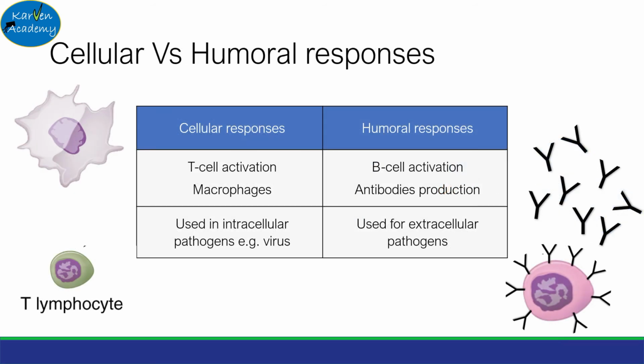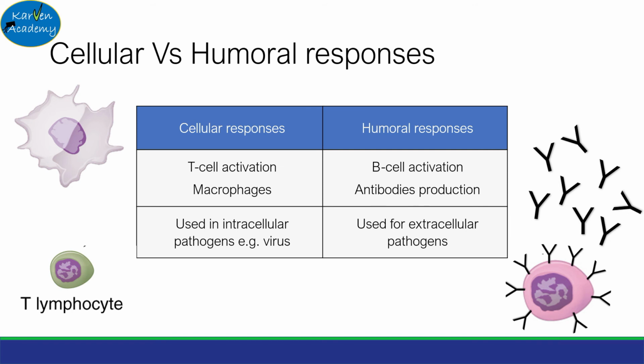Now let's look at the details of the two mechanisms of how the adaptive immune response works. Remember, these are not types, these are the mechanisms, the way they work. The cellular response involves T cell activation mediated by the presentation of the antigen of the pathogen by macrophages. However, in a humoral response, there is B cell activation and antibody production. And the reason we need these different types of responses is because of the way the pathogens infect us.